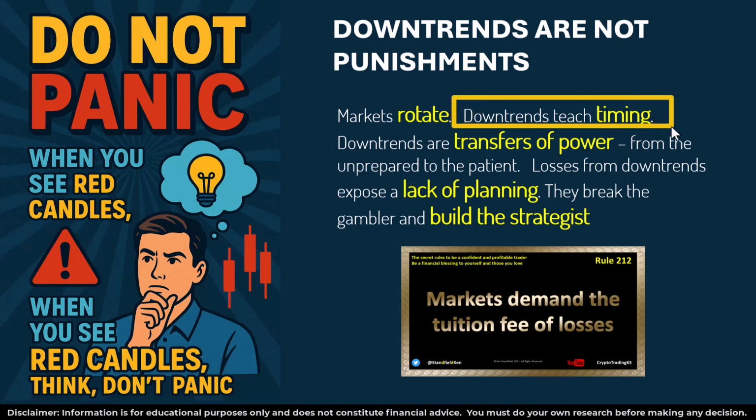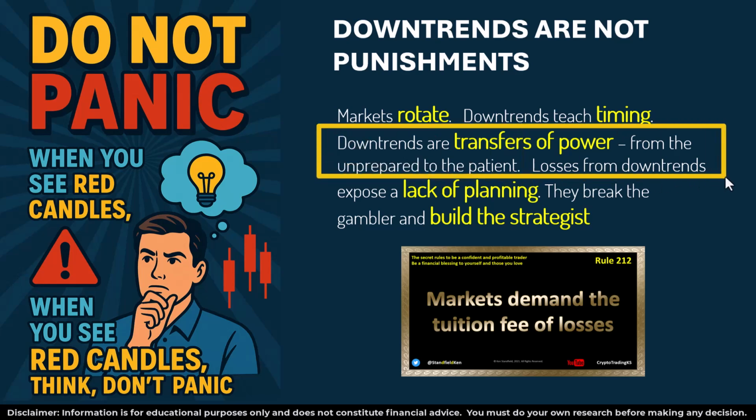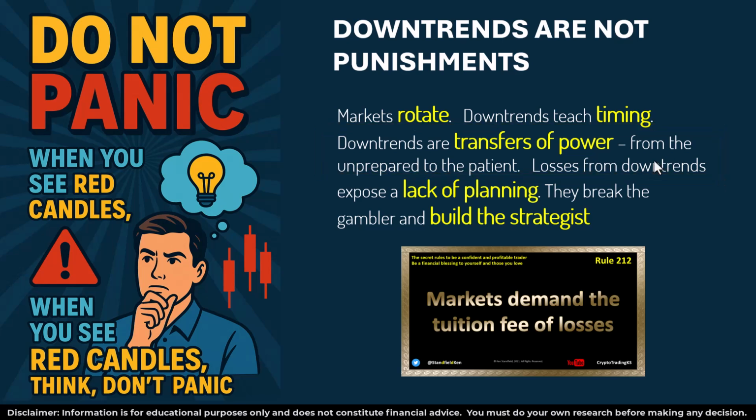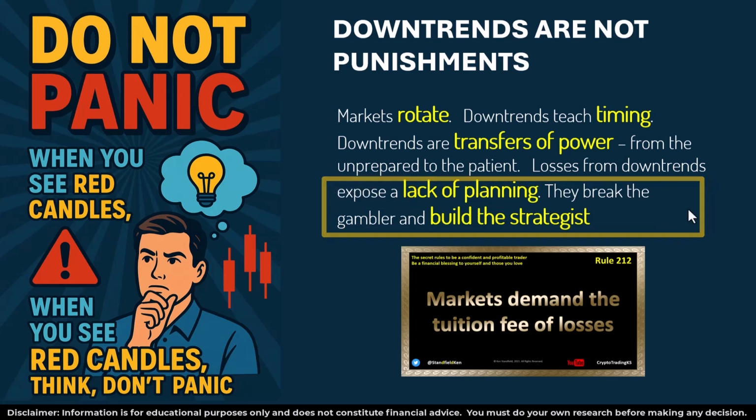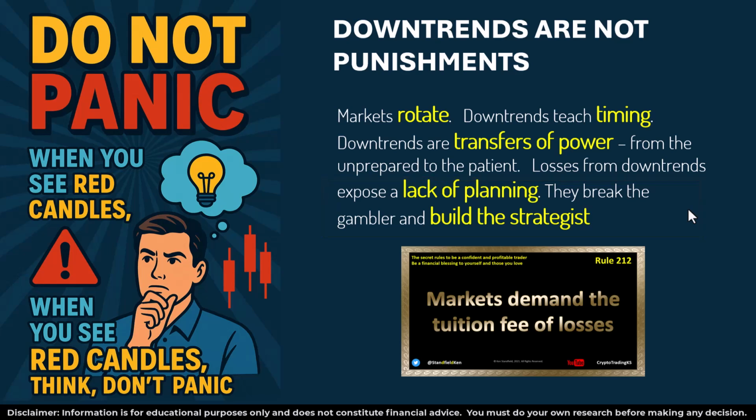Downtrends teach timing. If you don't understand timing, you will suffer, unfortunately, tuition fees in the form of losses. Downtrends are literally transfers of power from the unprepared to the patient. If you're experiencing losses from downtrends, that often exposes a lack of planning. In other words, you just hoped, you just prayed the thing was going up and you just didn't have a strategy for if it went down. Downtrends are awesome. They break gamblers and they build strategists. You need to be a strategist.